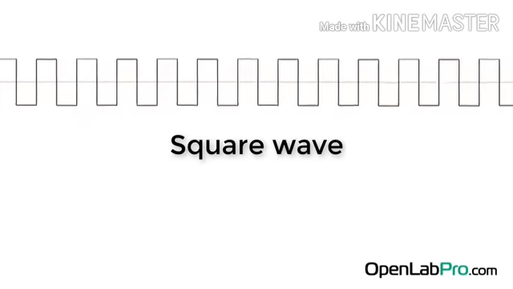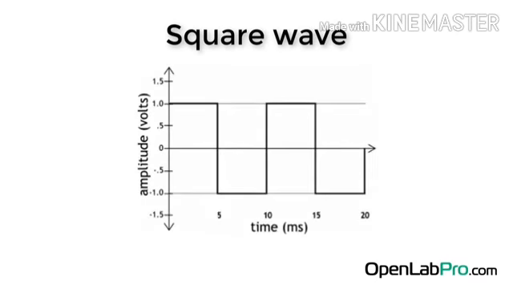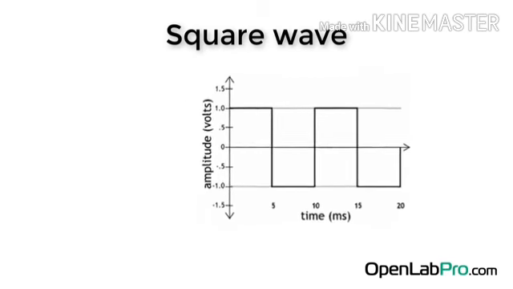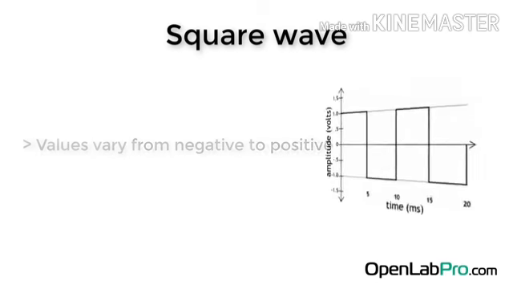Discussing the square waves. So, what is a square wave? Basically, a square wave is a non-sinusoidal wave which changes its amplitude abruptly in between two fixed values. These values can vary from negative to positive within the range of supply voltage used in an electronic system.